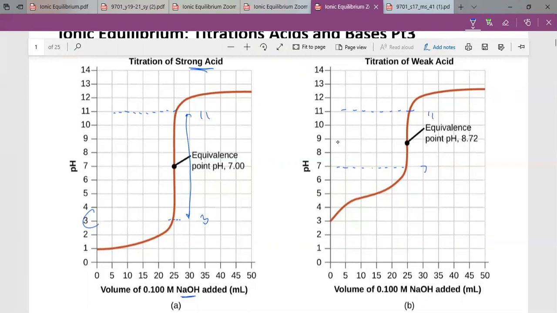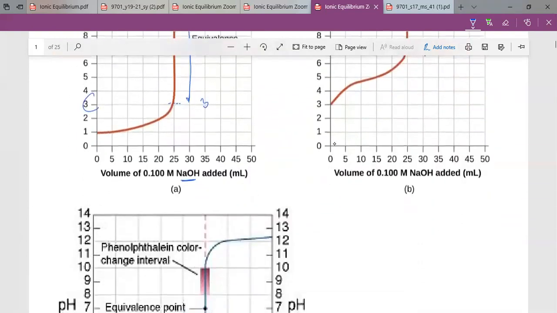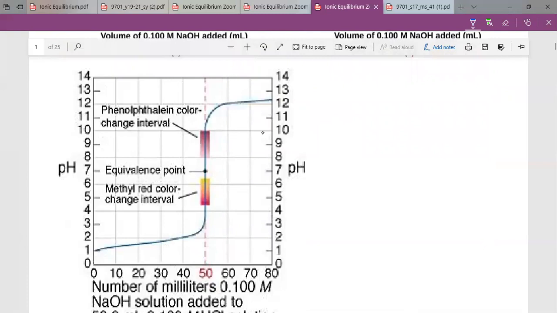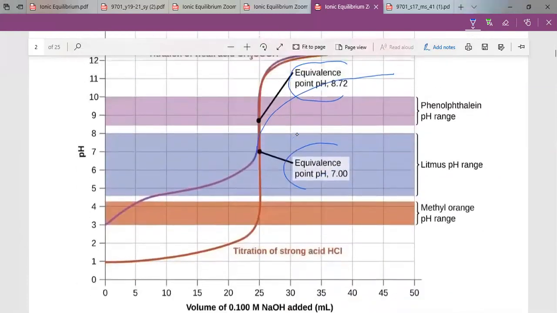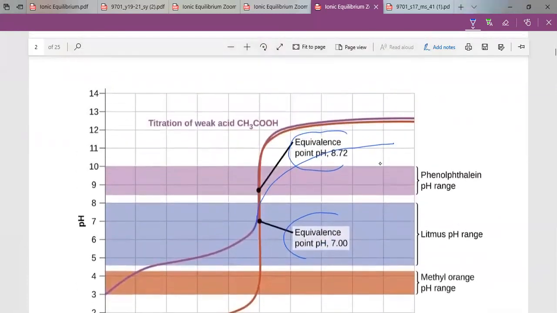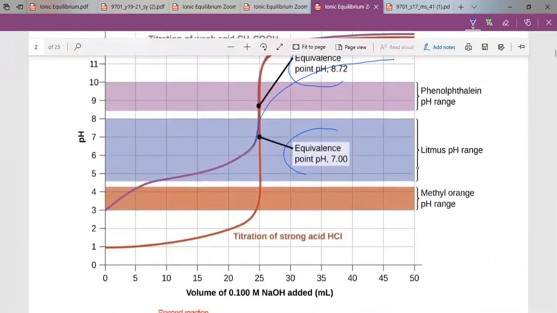Then for strong acid, weak base, let me share. Here, see now, strong acid, weak base. It's not here, here. Okay, so the jump is from 3 to 7 here. Later you will see that.